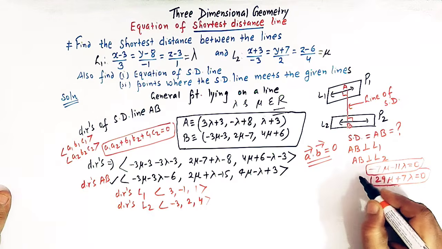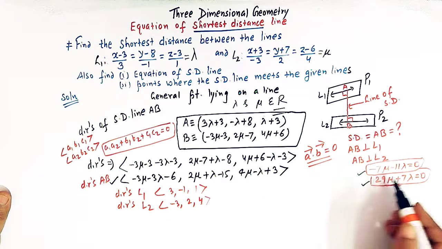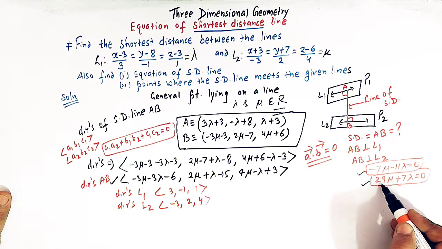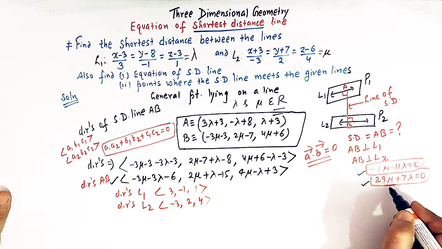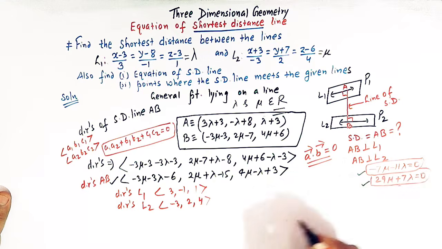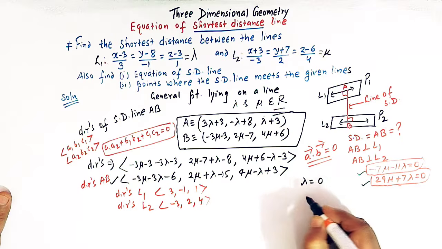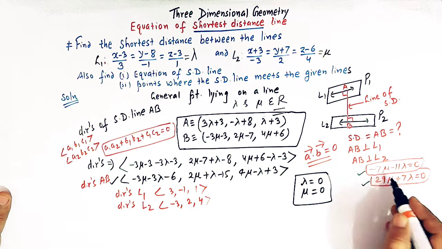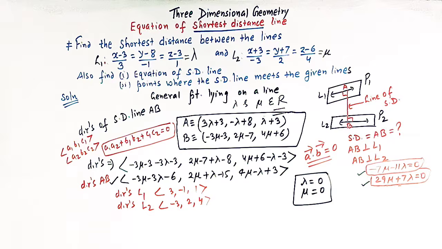So viewers, now if we look at these two equations, we can see that minus 7 mu minus 11 lambda is equal to 0, 29 mu plus 7 lambda is equal to 0. So if we solve these two equations, we can easily conclude that the solution is lambda equal to 0 and mu equal to 0, right? So we have the solution lambda is equal to 0 and mu is equal to 0.